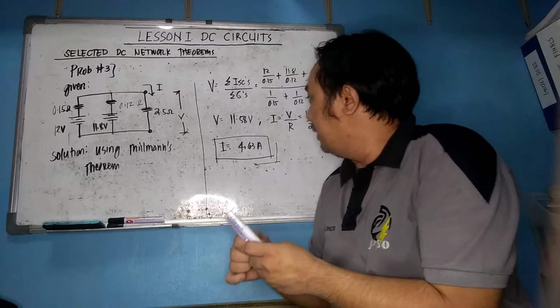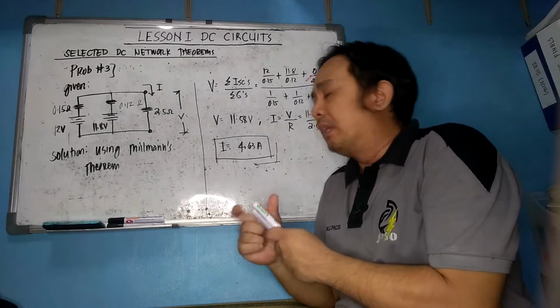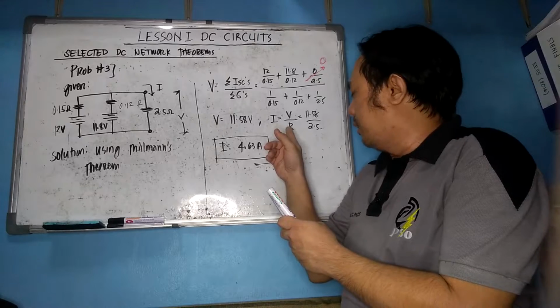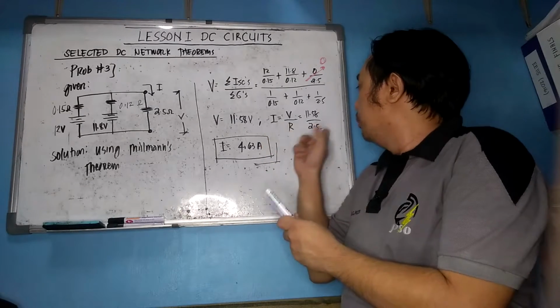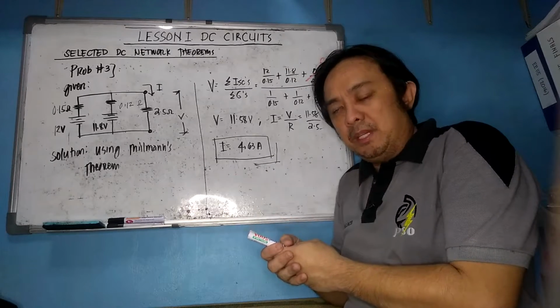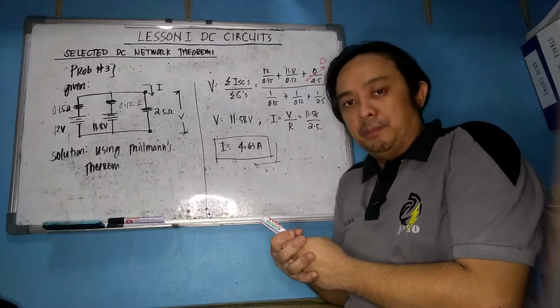By using your calculators, the answer is 11.58. And by using Ohm's law, V all over the total resistance R here, which is 11.58 over 2.5, the answer for this problem is 4.63 amperes.